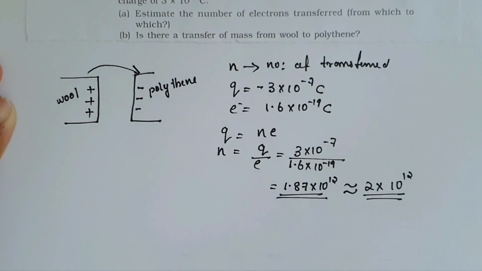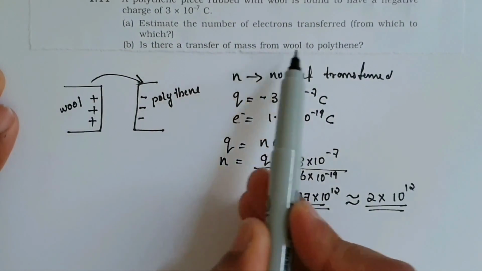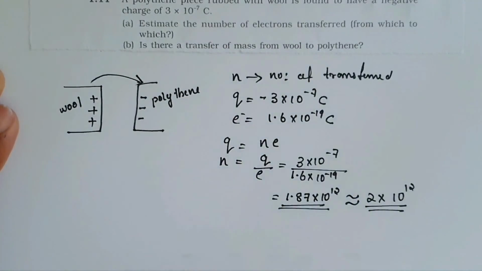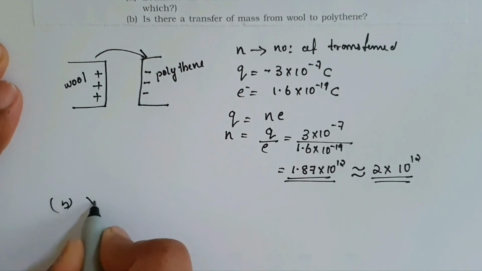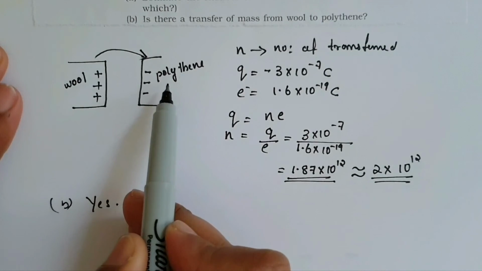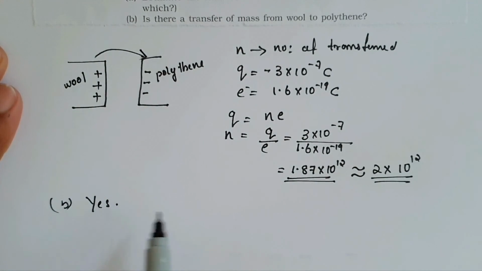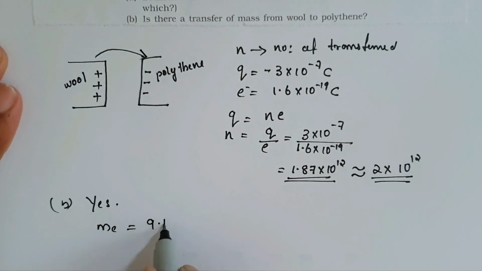Question B. Is there a transfer of mass from wool to polythene? Answer is yes. Yes. There is a transfer of mass from wool to polythene because electron has certain mass. m is equal to 9.1 into 10 raised to minus 31 kg. This is the mass of electron.